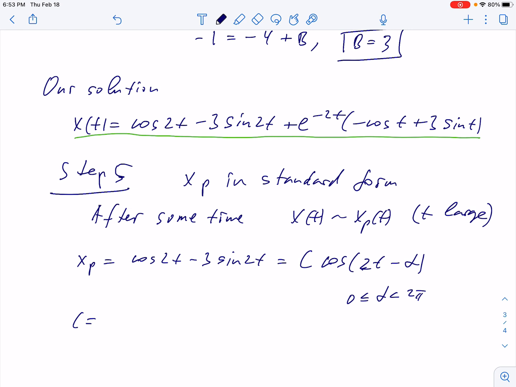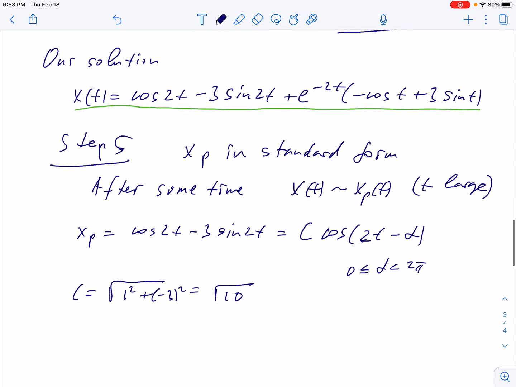C is defined square root 1 squared plus negative 3 squared. So this will be square root of 10. And then cosine alpha is a over c. Remember, a is now this coefficient that we use here. It will be 1 over root of 10. Sine alpha will be negative 3 over root of 10.